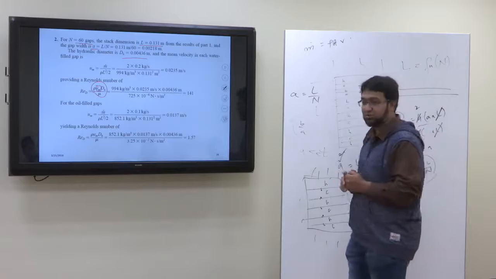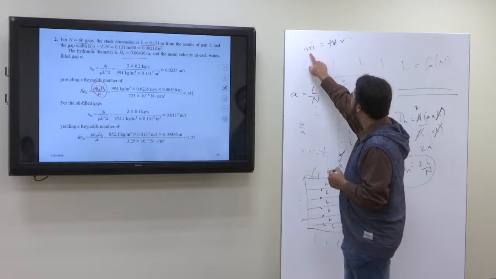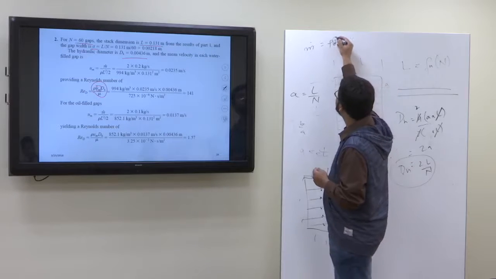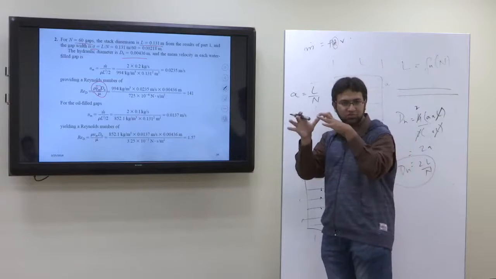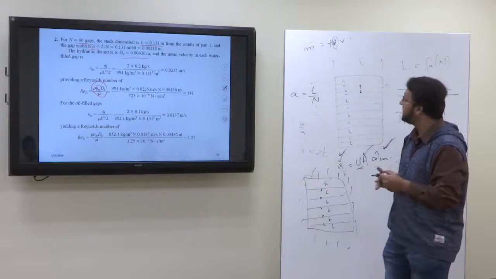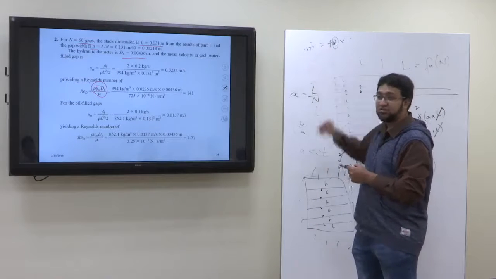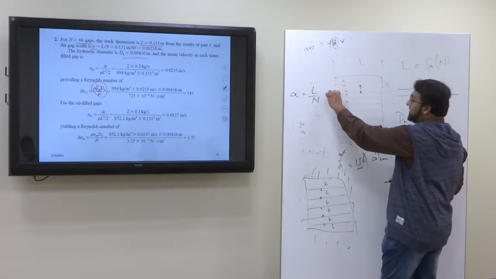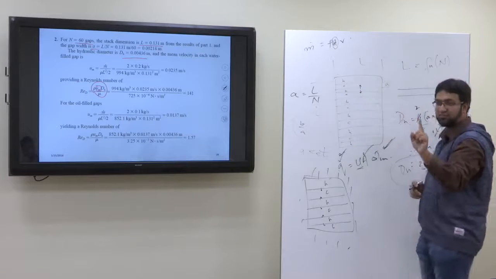Now here there is a catch. Look, this m dot depends upon this area. This is the cross section area through which the fluid is moving. Now this m dot and A are interrelated. If you are using a cross section area only for one gap, then this m dot should be for one gap.